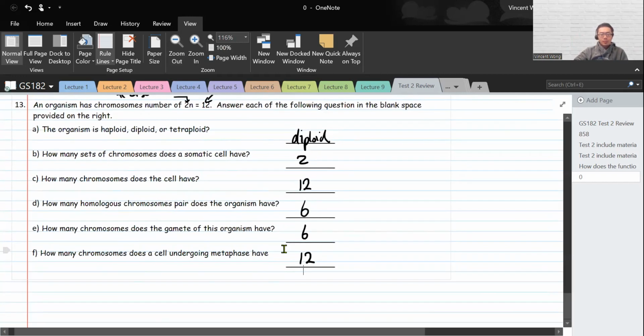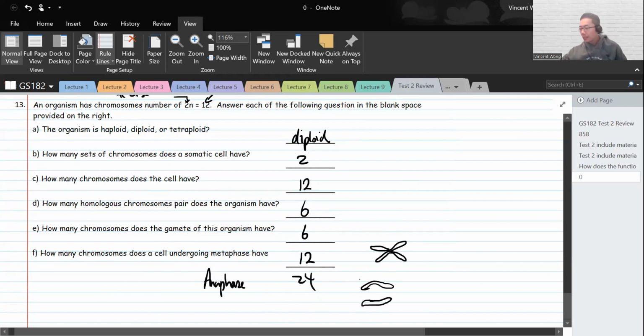Any question about this? Okay, I'm going to put anaphase here. The answer is 24, right? Because in metaphase, they're still stuck together like that. But in anaphase, they will have separated. So you count them separately once they are separated.